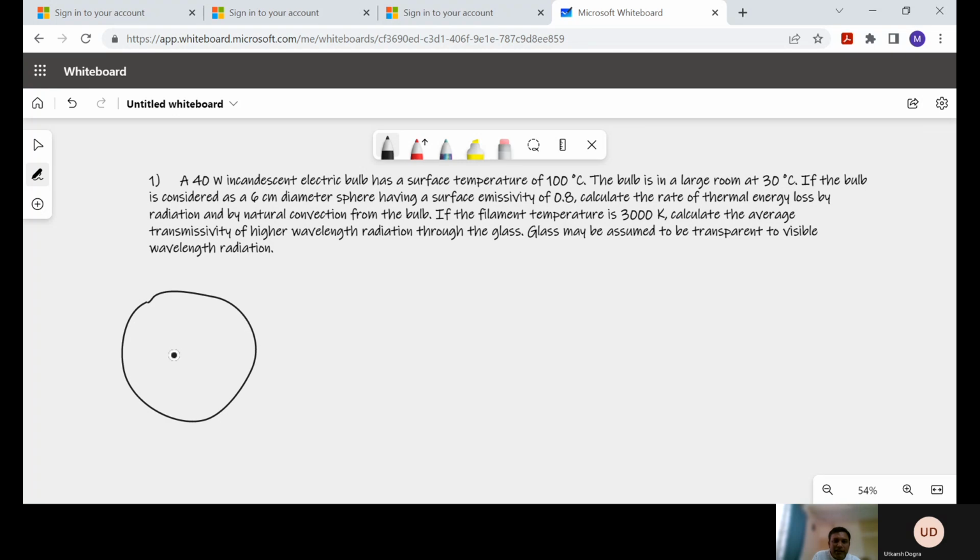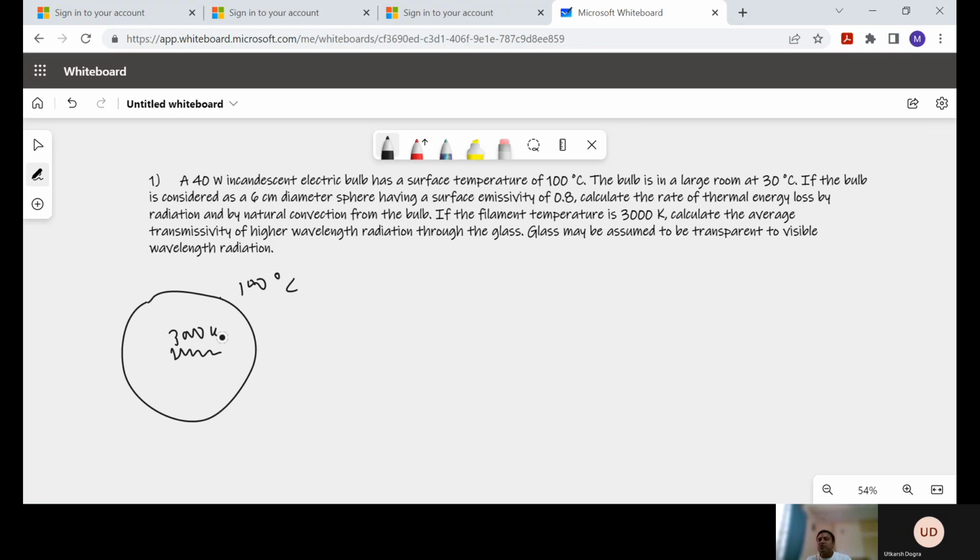Inside this bulb there is a filament. This is the filament. Okay. Now the surface temperature on this entire spherical bulb is 100 degrees Celsius. Okay, 100 degrees Celsius. What is the temperature of this filament? The temperature of this filament is 3000 Kelvin. 3000 Kelvin. Okay.